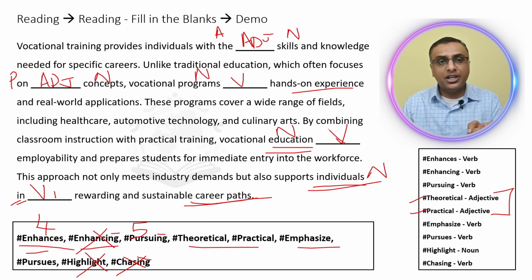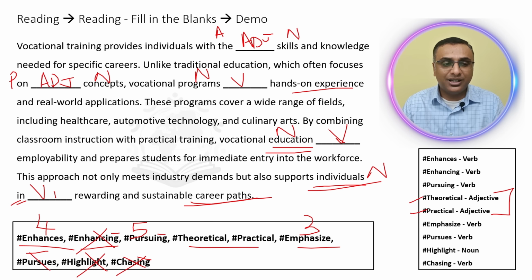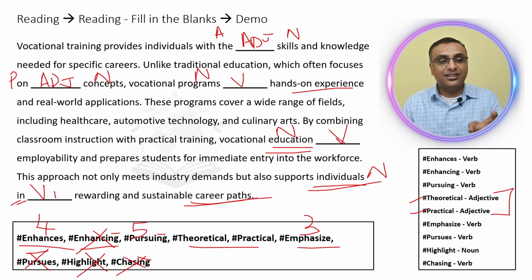Now, if you see vocational programs, dash hands-on experience and real-world applications. So, vocational programs is giving some importance. What is a synonym of importance or important? Something that you emphasize on. So, that is why this third blank will be emphasize, not pursues. Pursues means to nudge somebody to do something, right? So, that is why you can straight away eliminate this word.